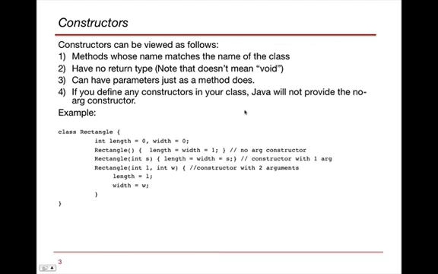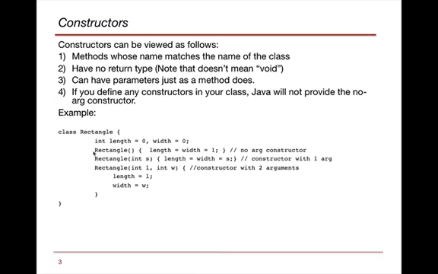However, we can use those constructors to our advantage. So some of the things about constructors is they are methods whose name matches the name of the class. So you'll see here this is class rectangle, and we have a method here called rectangle, which has no parameters. And we have another rectangle method which has a single parameter, and another rectangle method that has two parameters. All are of type integer. So I can have as many constructors as I want. The one with no parameters is called a no-arg or no-argument constructor.